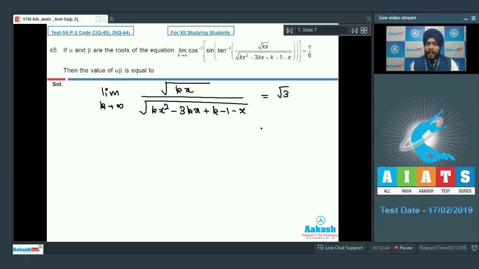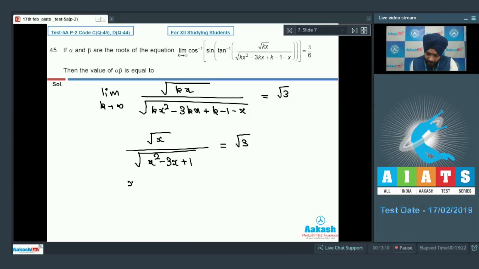Students, the limit is on k, it is not on x. So whatever is the power of k in the numerator, which is 1 by 2, and the power of k in the denominator is again 1 by 2, the coefficient of the powers of 1 by 2 from numerator upon 1 by 2 in the denominator will be my answer. So the answer is root x upon root of x square minus 3x plus 1. It is the coefficient of k, because the limit was on k, is equal to root 3.